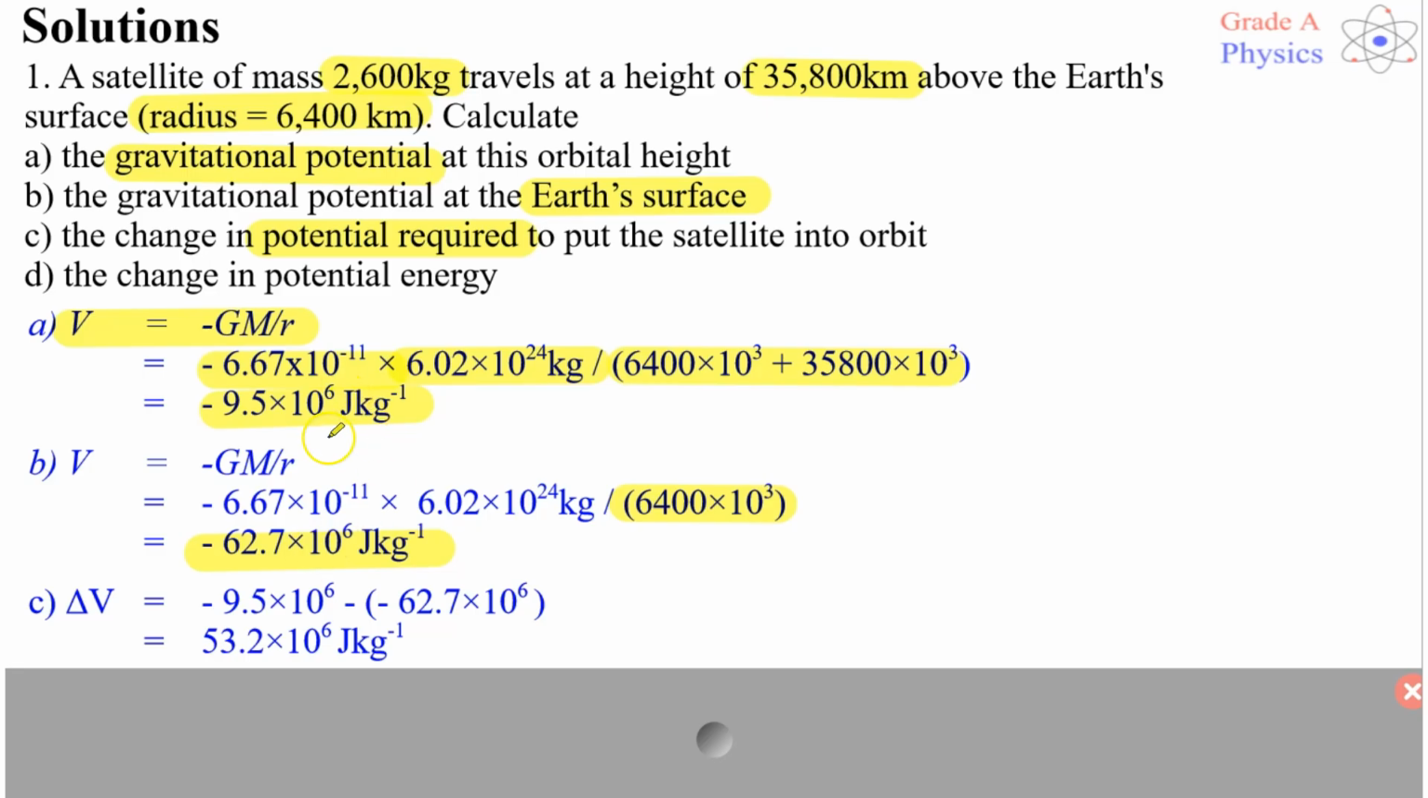Sometimes students find that easier, just to forget about the negative numbers and just work out the magnitude of the difference between the two. So that's our delta V. That's our difference in gravitational potential.